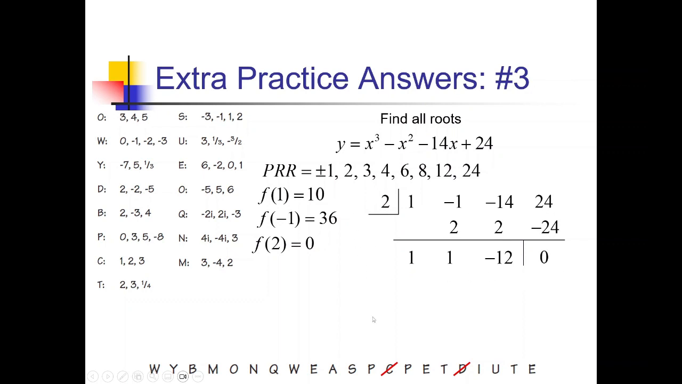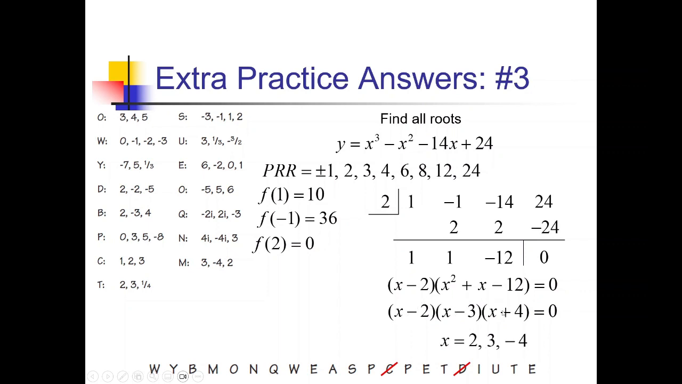I have x minus the 2 that I found initially. Then I have 1x squared plus 1x minus 12. So let's bring this x minus 2 down a little further and factor the rest of this. I need factors of -12 that add up to 1. Let's see, 1 and 12 doesn't work, 2 and 6 won't work. 3 and 4 works if I have -3 and +4. So x minus 3, x plus 4. And then zeroing all of those out, we have x equals 2, 3, and -4.